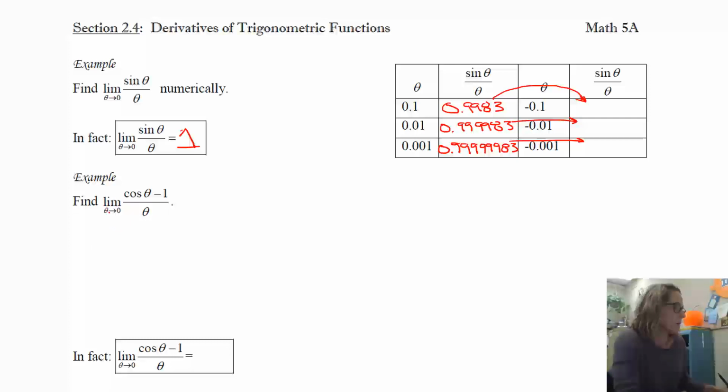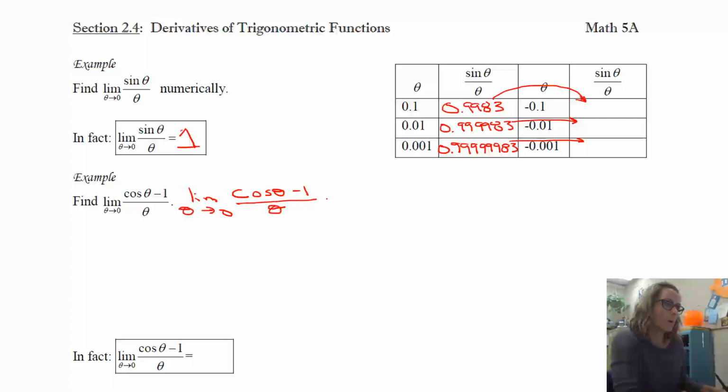So now we'll look at the limit as theta goes to 0 of cosine theta minus 1 over theta. So we have the limit, I'll rewrite it here as theta goes to 0. Please forgive me, I am still learning how to use this pen. Just got this tablet today. Cosine theta minus 1 over theta.